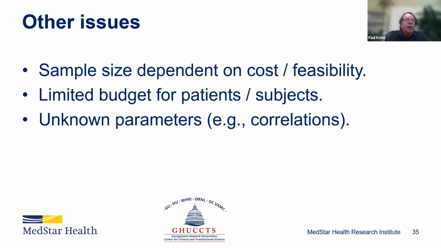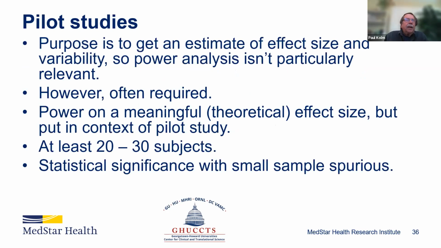And then the other issue is unknown parameters, particularly correlations, because it's really hard to know what the correlations, for example, of repeated measures or for analysis of covariance might be. And so that's often just an estimate or a guess. So we get an estimate of effect sizes from pilot studies.